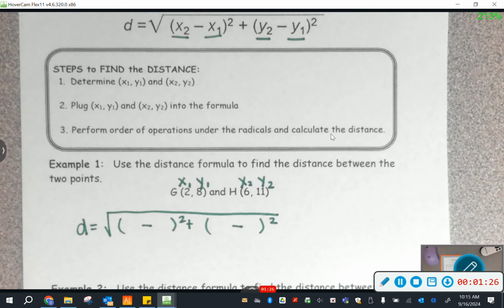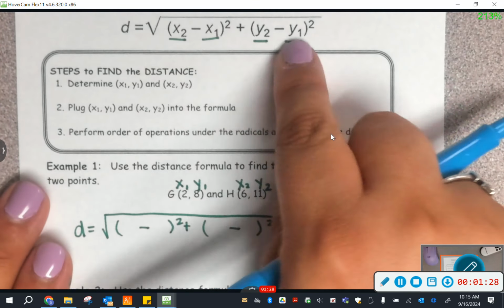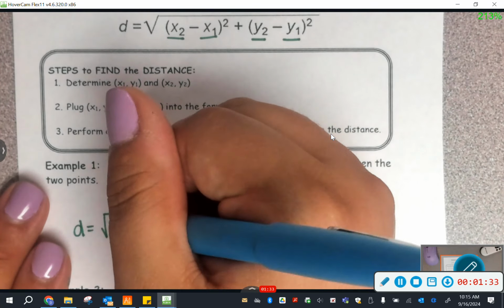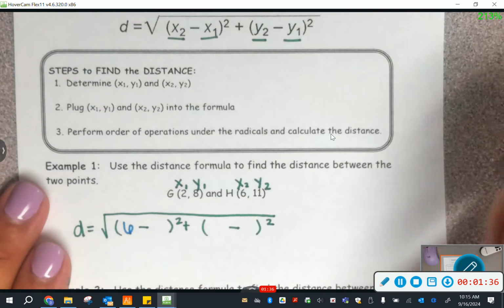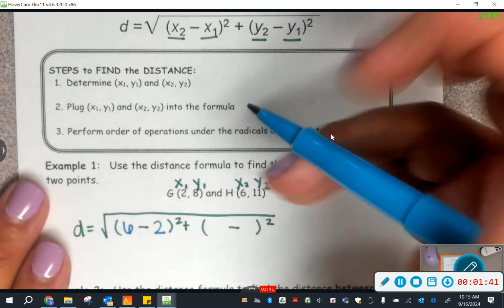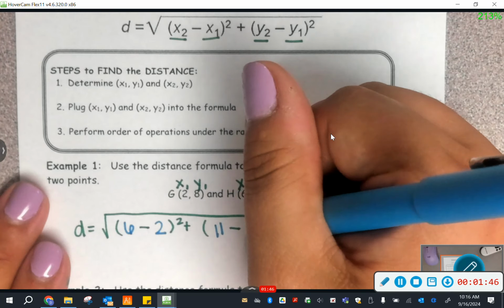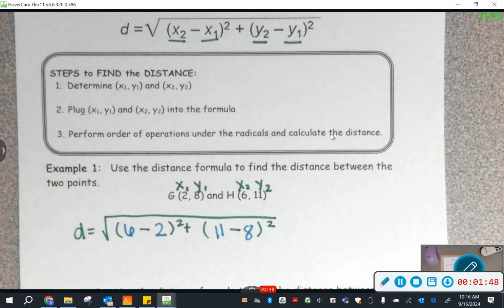All right, now we're just using these numbers and plugging into this formula. What is x2? 6. What is x1? 2. What is y2? What is y1? And that is all we are doing for plugging in. The new step, the last step, is going to be putting into your calculator.